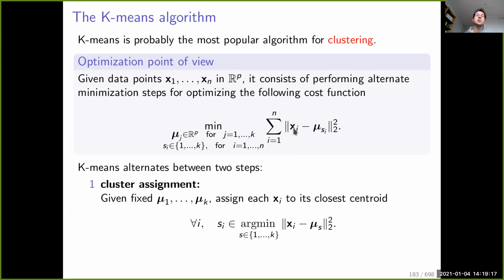You will simply, independently for every data point, assign each x_i to the closest centroid, meaning that s_i is simply the argmin over the indices s of the squared distance between x_i and mu_s. So this is the classical assignment step of k-means, and it's easy to see that, given fixed centroids, this step will decrease the value of the objective function. Now, what is the next step?